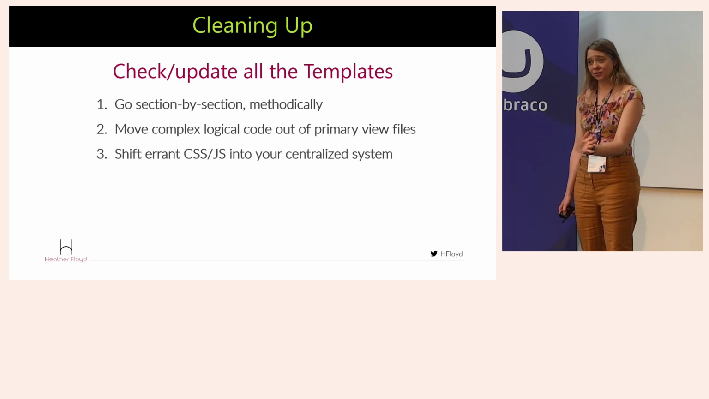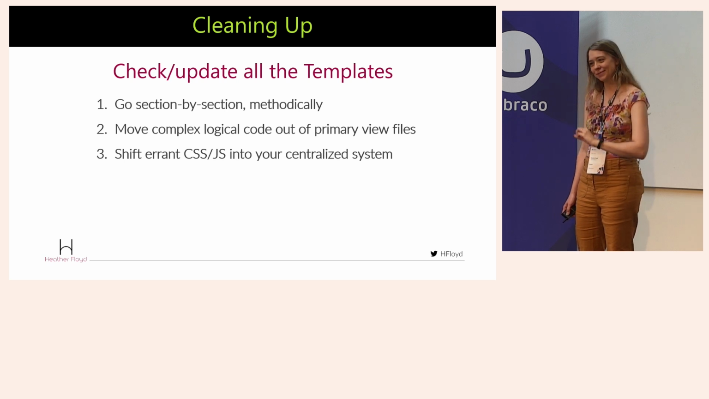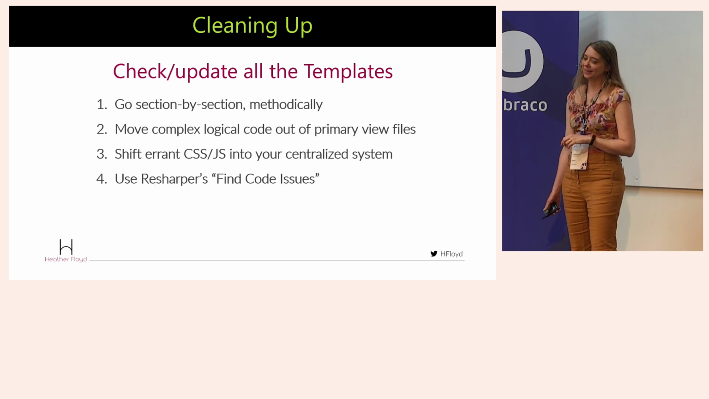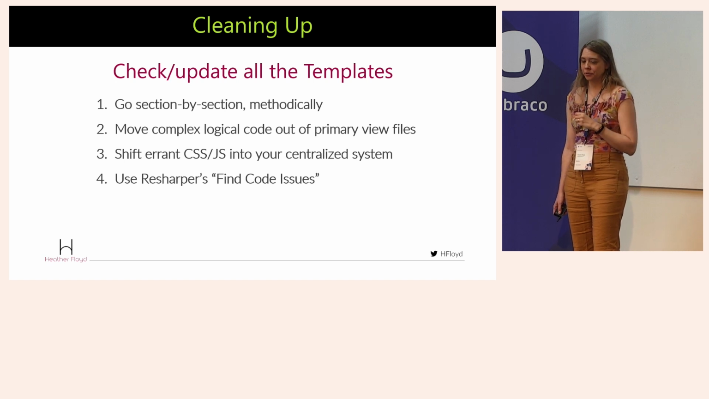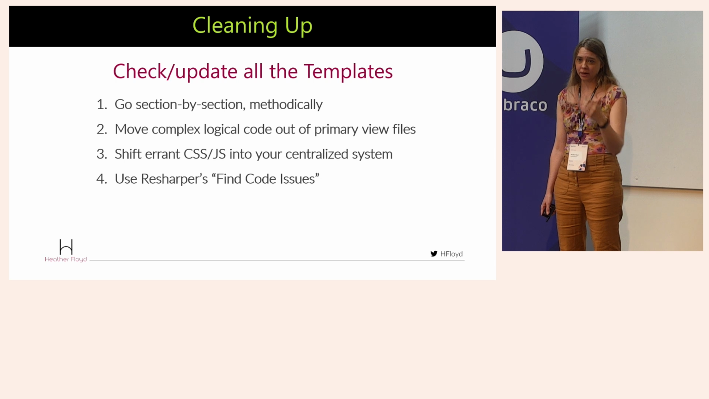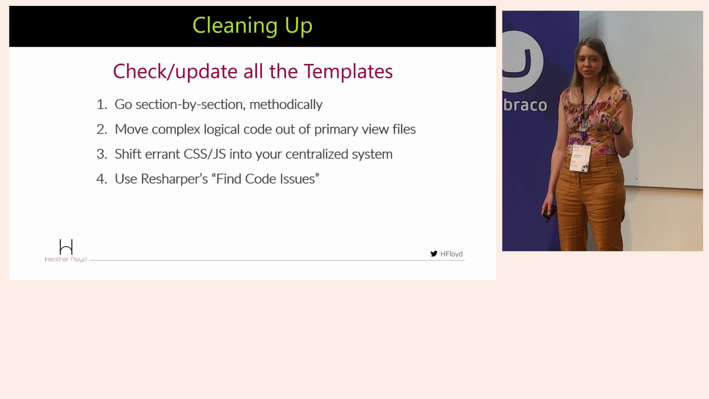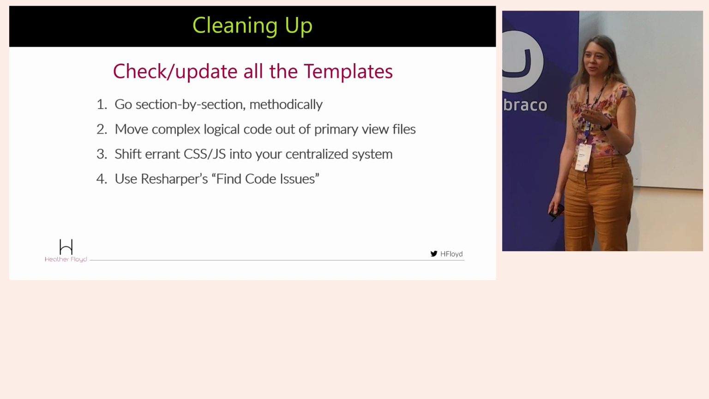Once you come across all those little globs of random CSS, move them into the SASS system that you've now built. And you can do a quick and dirty check by using the find code issues on the views folder, and it'll pull up things like compiler warnings and errors, which is a quick way to catch a bunch of little things. Also make sure that when you changed all those document types, your models are still working.